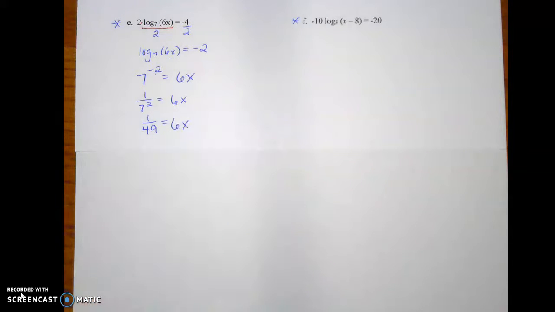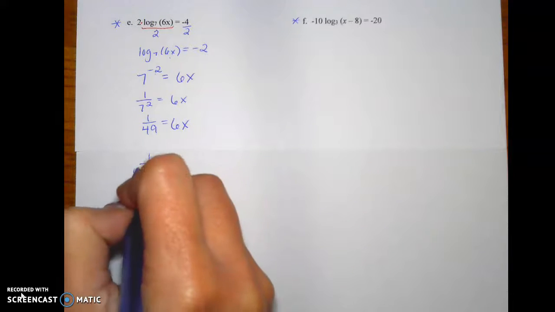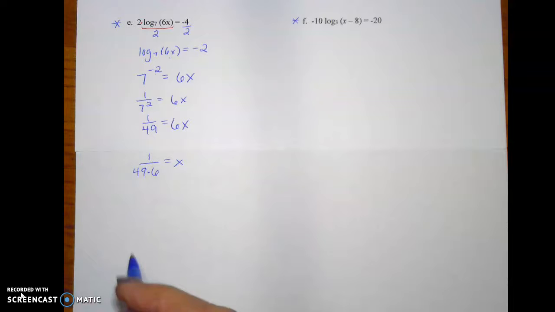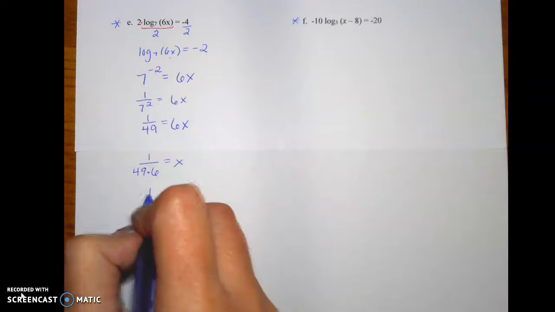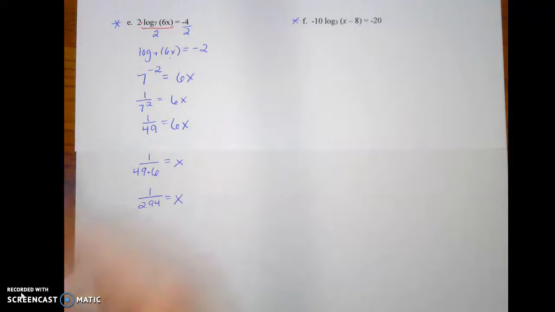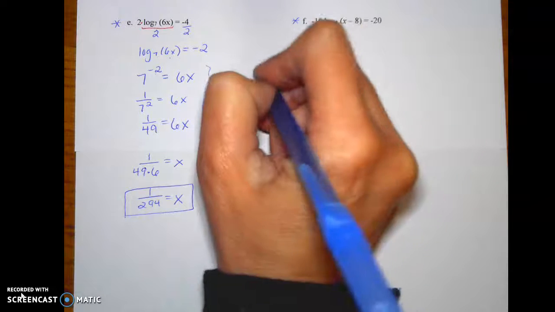You can leave it just like that. And then when we divide by 6 on both sides, you really have 49 times 6 now in the denominator, because dividing by 6 is the same as multiplying by 1/6. So when you do 49 times 6 in your calculator, you get 294. So it's fine if you want to do it that way.